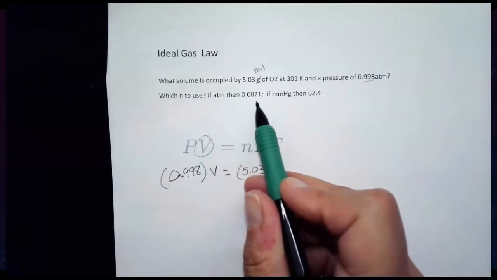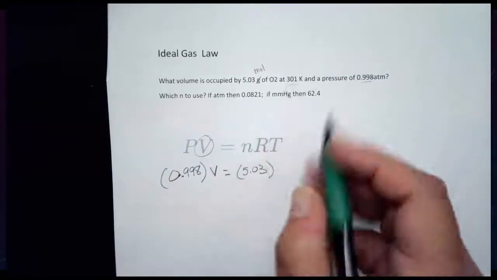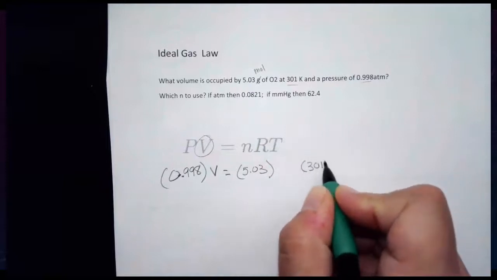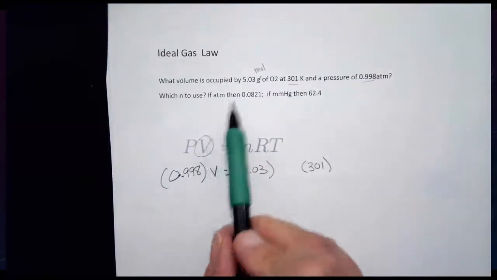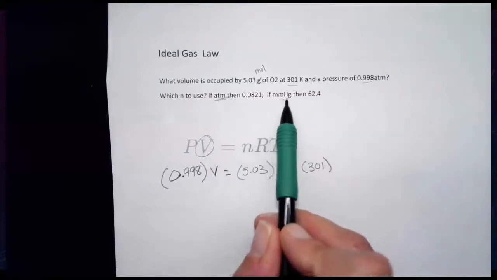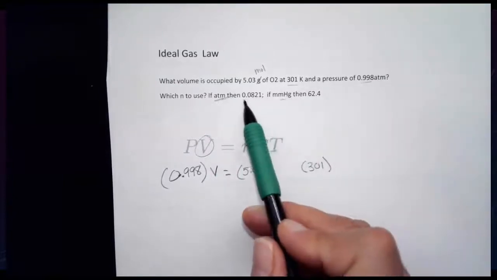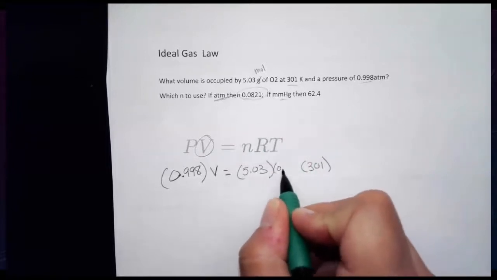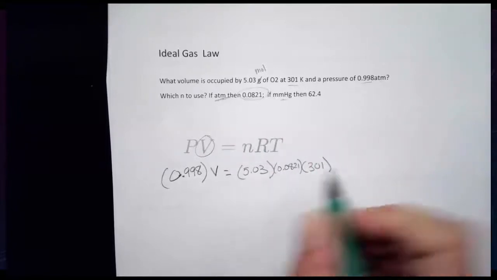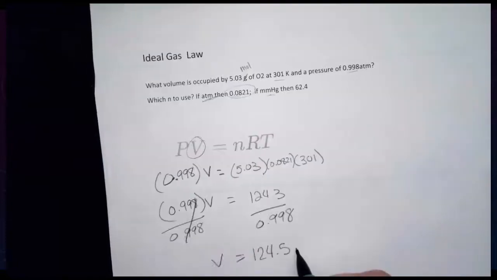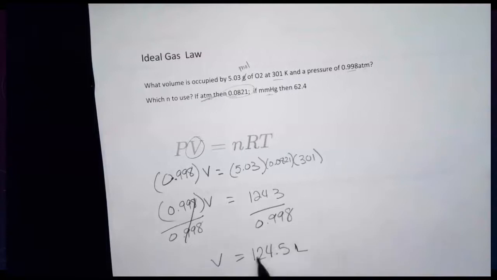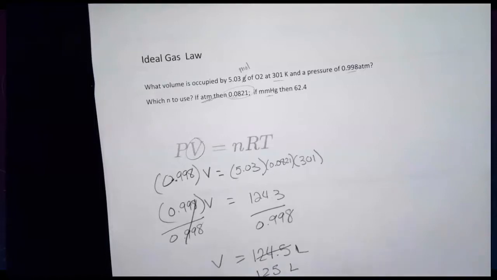Sorry. So, and then the temperature is 301 Kelvin. So, look to see, are we measuring in atmospheres or are we measuring in millimeters of mercury? We're measuring in atmospheres, so our R factor is going to be 0.0821. Do the math. It will be in liters, and with 3 significant figures, so really, if you go by significant figures, it'd be 125 liters is your volume.